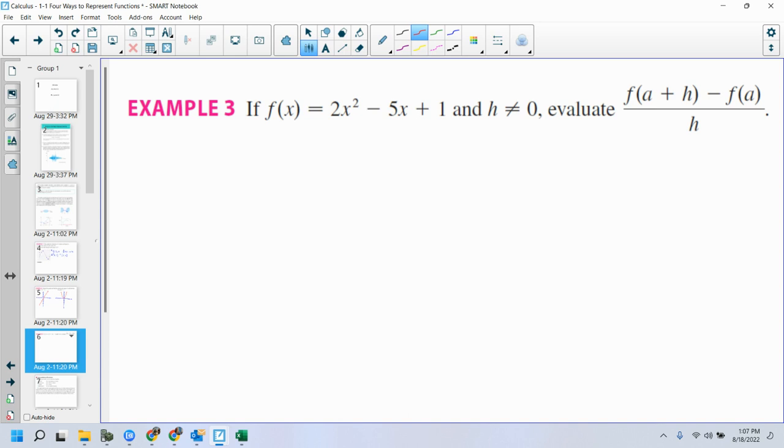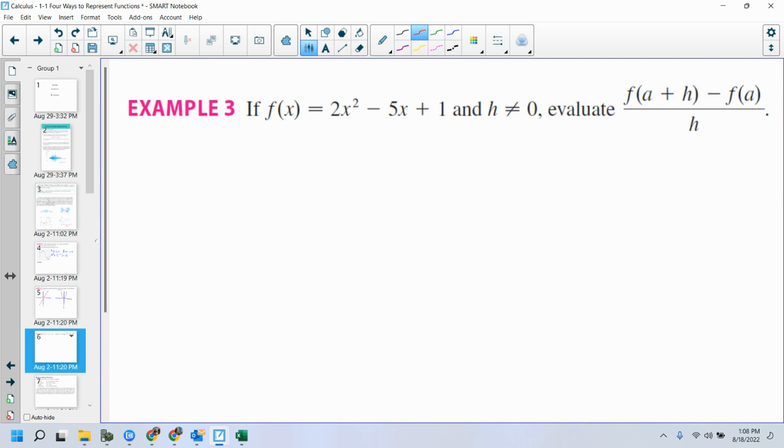All right, let's take a look here. If f of x is equal to 2x squared minus 5x plus 1 and h is non-zero, evaluate f of a plus h minus f of a, all over h. This is actually a really important formula, but you have no idea of the importance of that f of a plus h minus f of a all over h formula yet. We will work with that a ton within chapter 2.